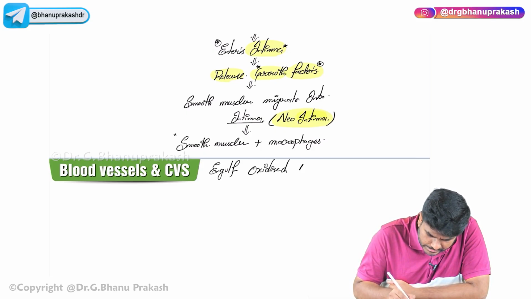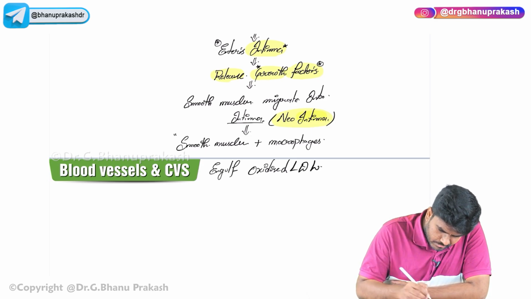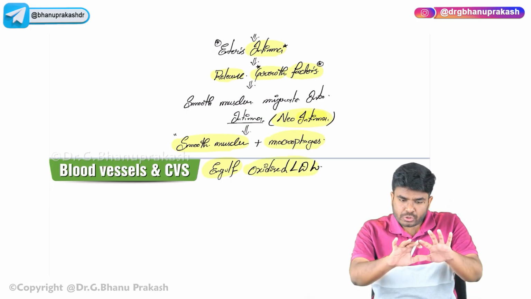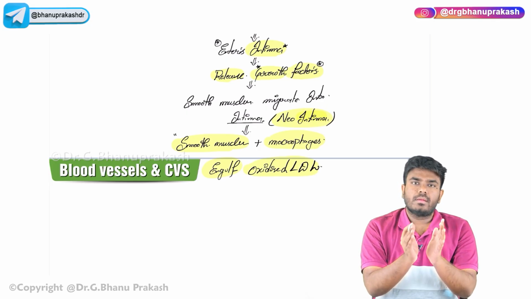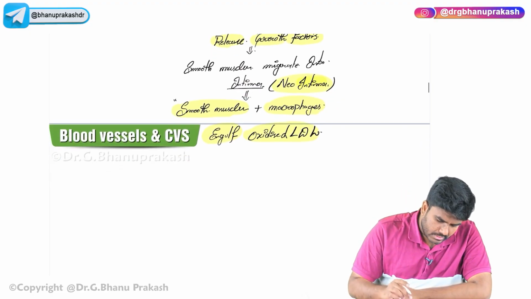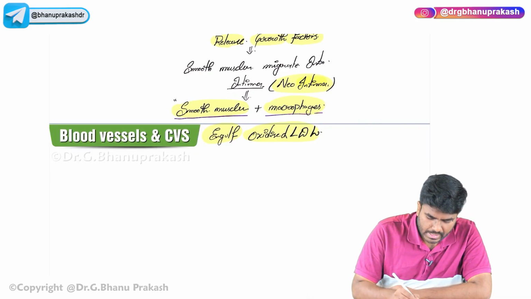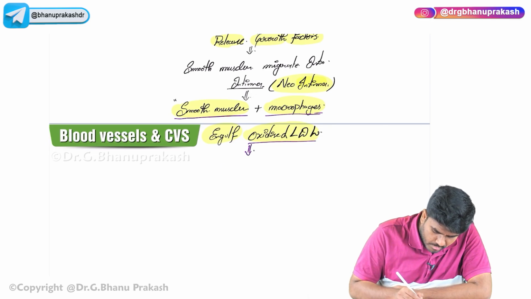Oxidized LDL, this is the important point. The smooth muscle cells and the macrophages are eating the oxidized LDL. Now a smooth muscle cell is totally filled with oxidized LDL, and a macrophage is totally filled with it too. These cells which contain this LDL are called foam cells.